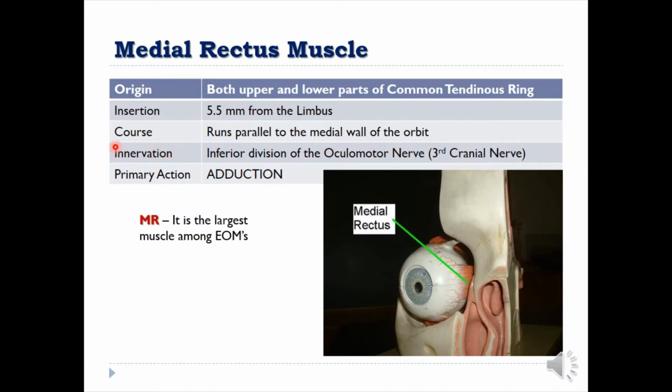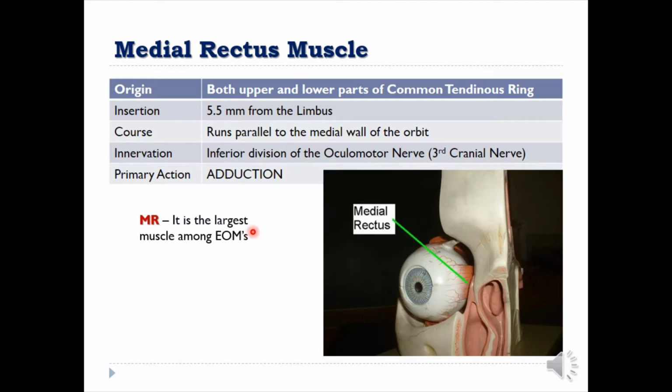Which nerve is supplying? Again, oculomotor nerve. This is the third muscle that is supplied by the oculomotor nerve. Which division? Inferior division of the oculomotor nerve is supplying. So we remember that superior rectus is supplied by the superior division of the oculomotor nerve, inferior rectus by the inferior division, medial rectus also by the inferior division. What is the action? Adduction. Adduction is nothing but moving the eyeball towards the nose. When the muscle is contracting, the eyeball will move towards the nose.